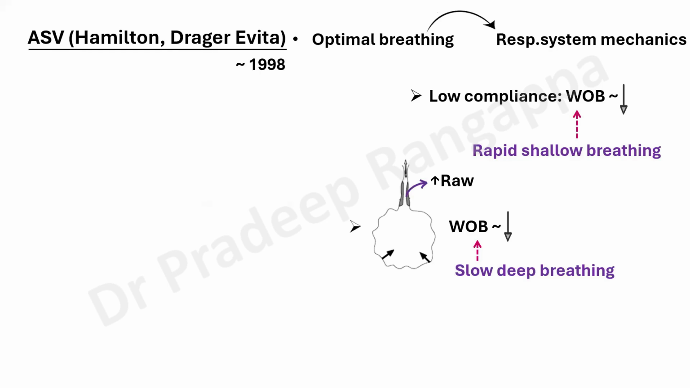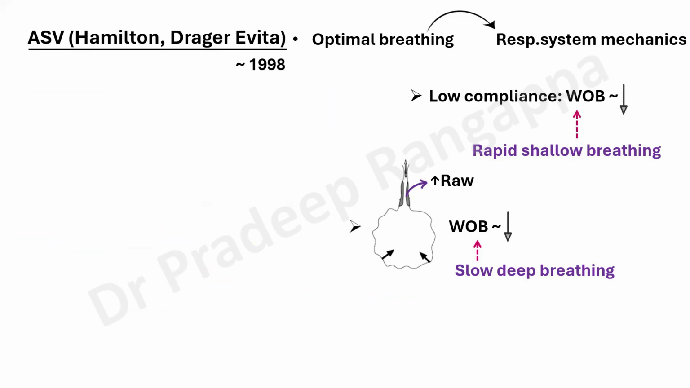If the patient has high resistance, like asthma or COPD, the way one would reduce the work of breathing is by slow, deep breathing. He has to prolong his expiratory phase and breathe slowly to reduce the effort of breathing. So these are the compensatory mechanisms. Intuitively, the body has to cope with the increased work of breathing. His response to reduce the work of breathing in low compliance is rapid shallow breathing, and in high resistance is slow, deep breathing.